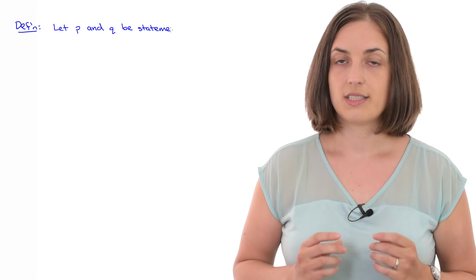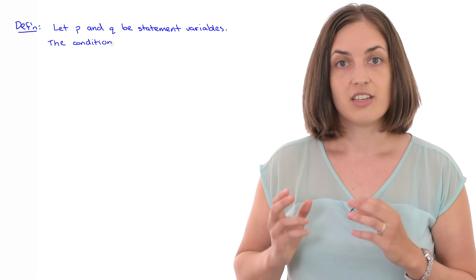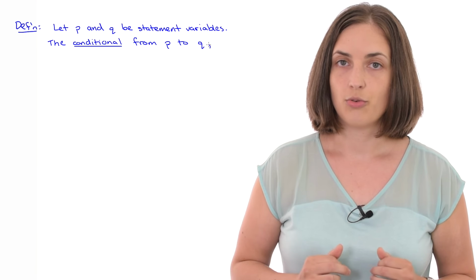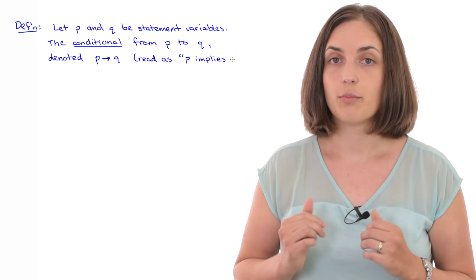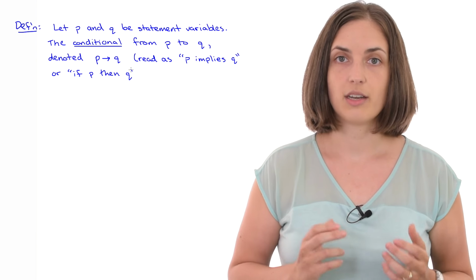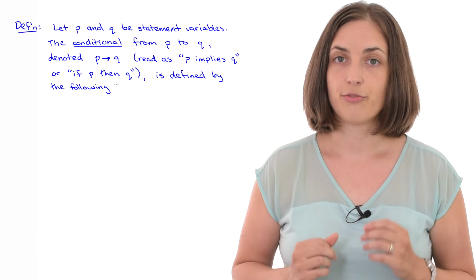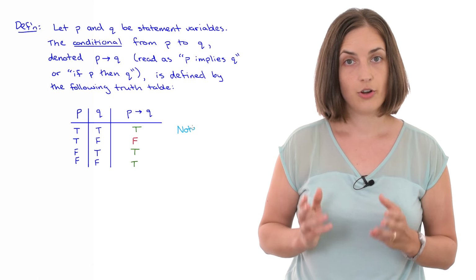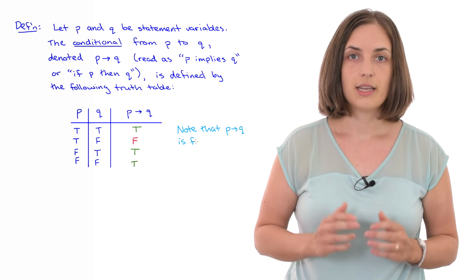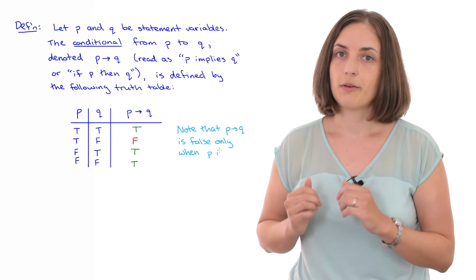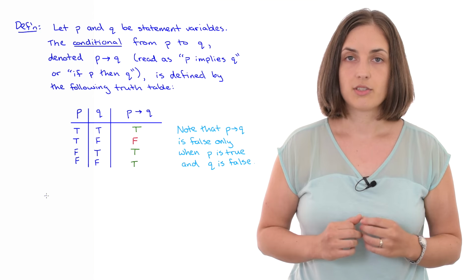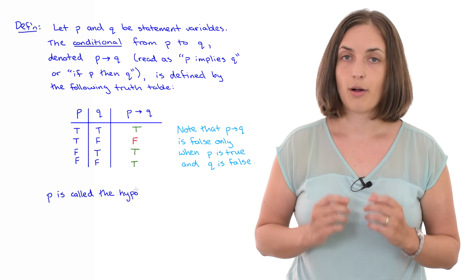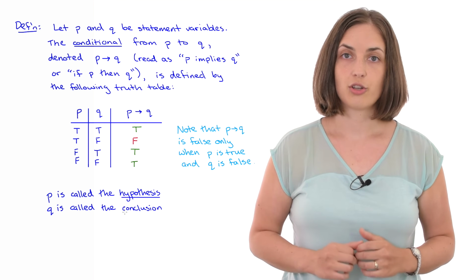Let P and Q be statement variables. Then the conditional from P to Q, written as P with an arrow to Q and read as P implies Q or if P then Q, is defined by the following truth table. Note that P implies Q is false only when P is true and Q is false. If we have a statement of this form, we call P the hypothesis and Q the conclusion.